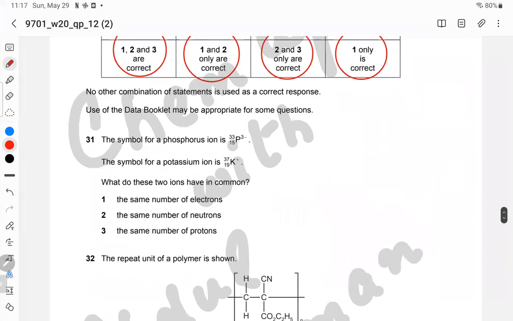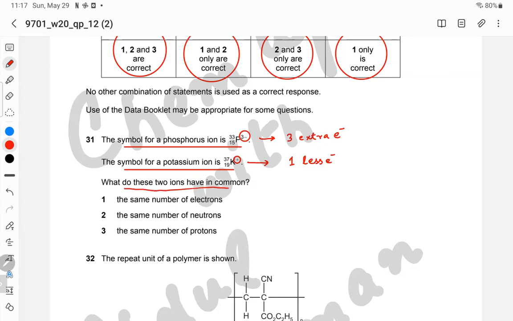Okay. Now question number 31. The symbol for phosphorus ion is over here. The symbol for potassium ion is this. Here I have a 3 negative charge, and here I have a 1 positive charge, which means the phosphide ion has 3 extra electrons, and the potassium ion has 1 less electron. Hope it's understandable to everyone.